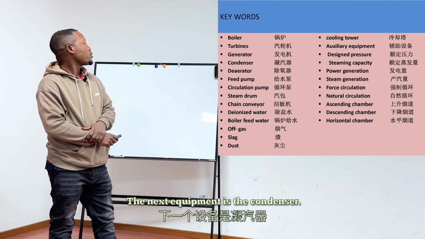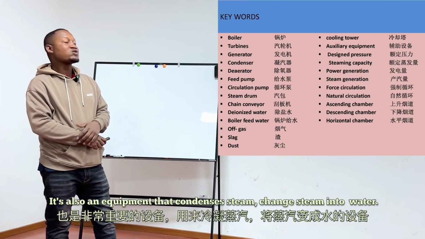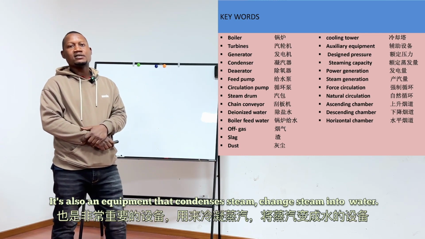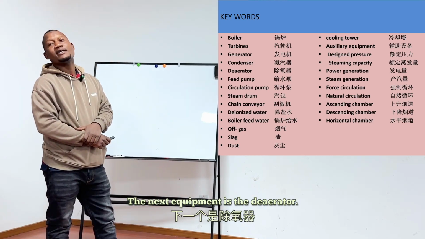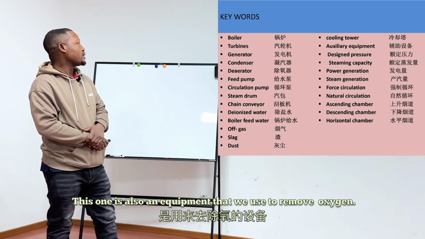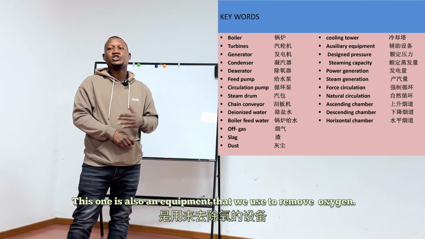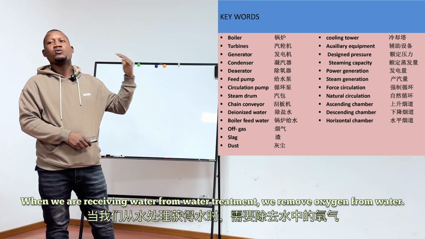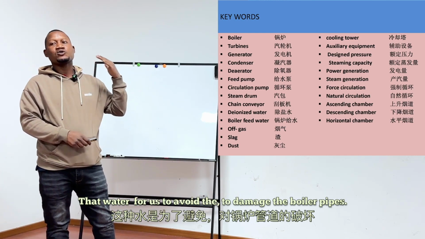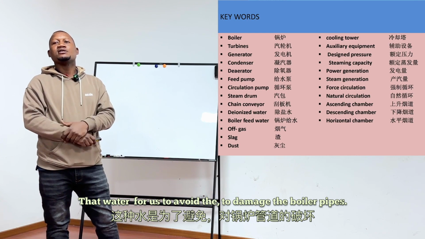The next equipment is the condenser. It's also an equipment that condenses steam, changing steam into water. The next equipment is the deaerator. This one is also an equipment that we use to remove oxygen. When we are receiving water from water treatment, we remove oxygen from the water, to avoid damage to the boiler pipes.